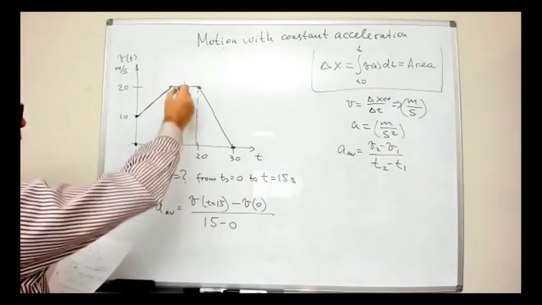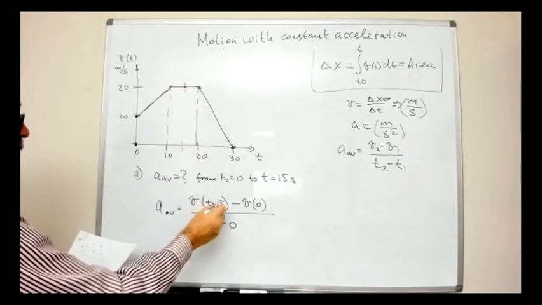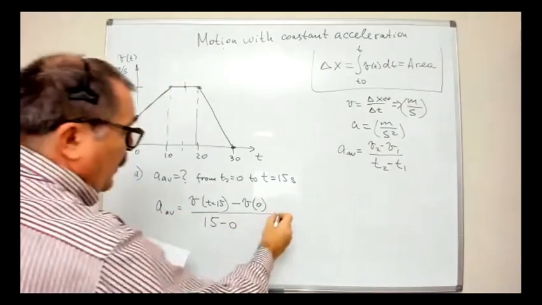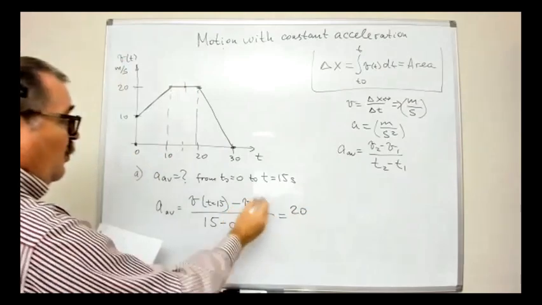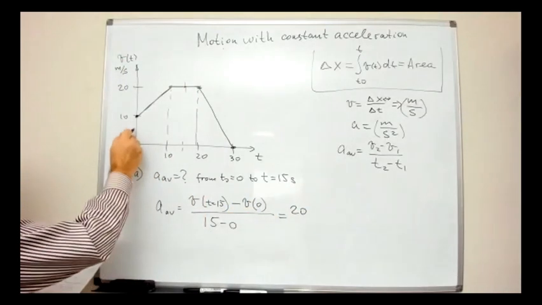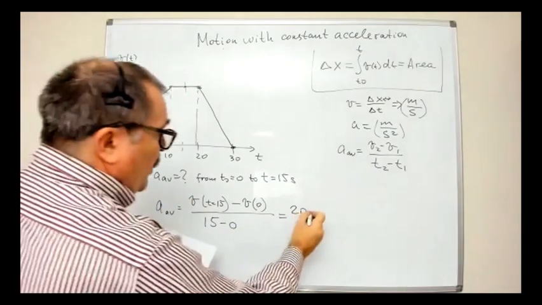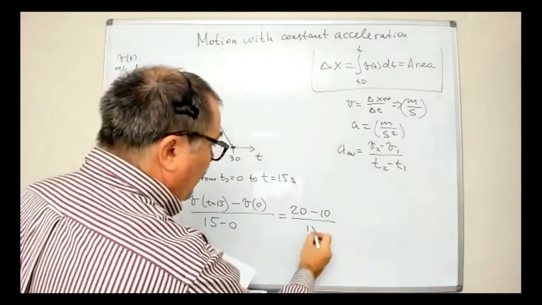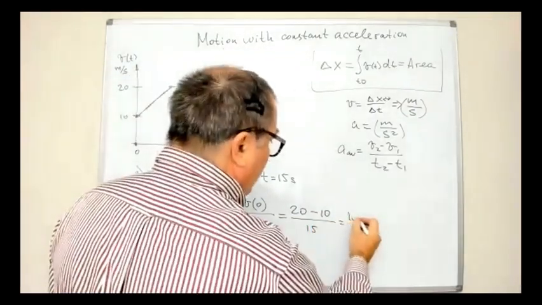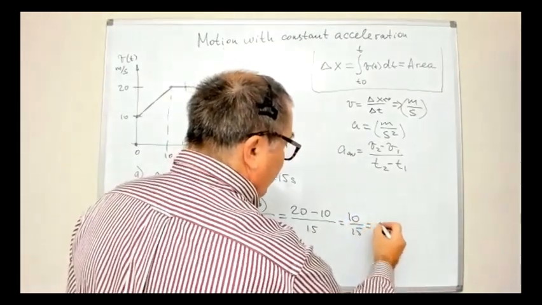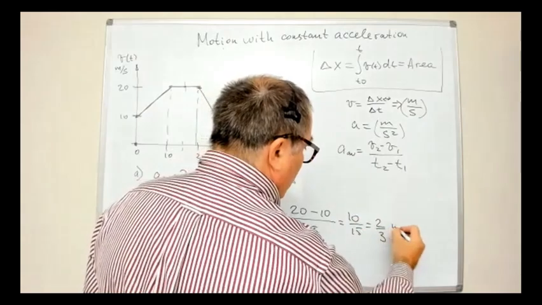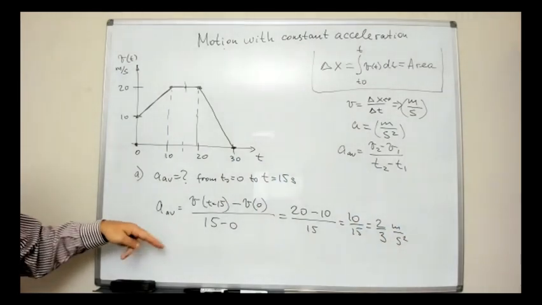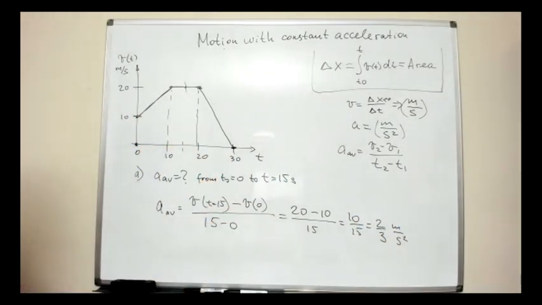What is the velocity at the final point, at the time 15 seconds? So this is the velocity. It's 20 meters per second. What is the velocity at time 0? It's 10 meters per second. So minus 10, divided by 15 minus 0, which is 15. So it's 10 over 15. Then we can simplify, it's going to be 2/3 meters per second squared. So that's the answer for the average acceleration. We found it's 2/3 meters per second squared.